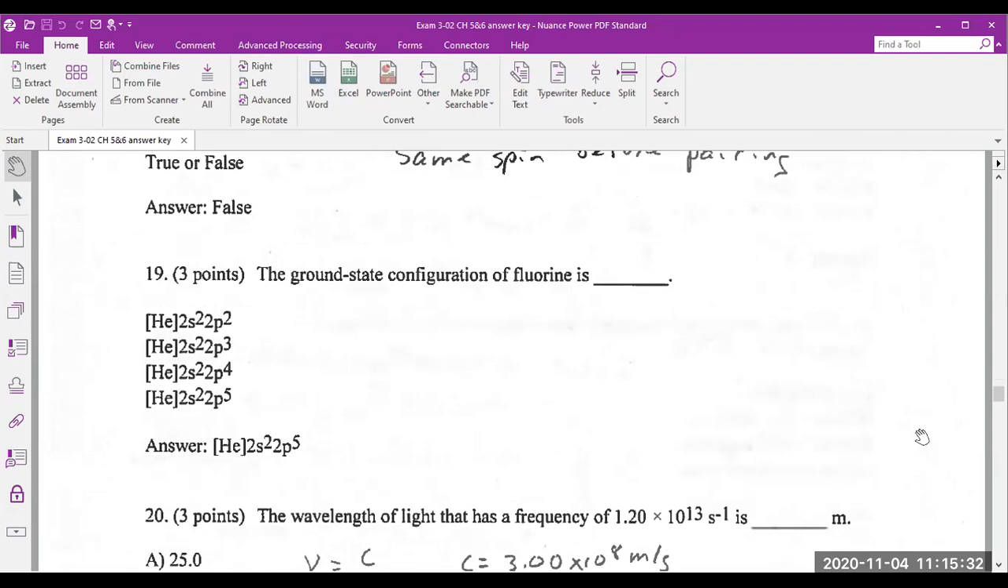19, the ground state configuration for fluorine. It's that helium core electron shell, and then 2s2, 2p5. So once again, you're just filling the electrons as you go across.